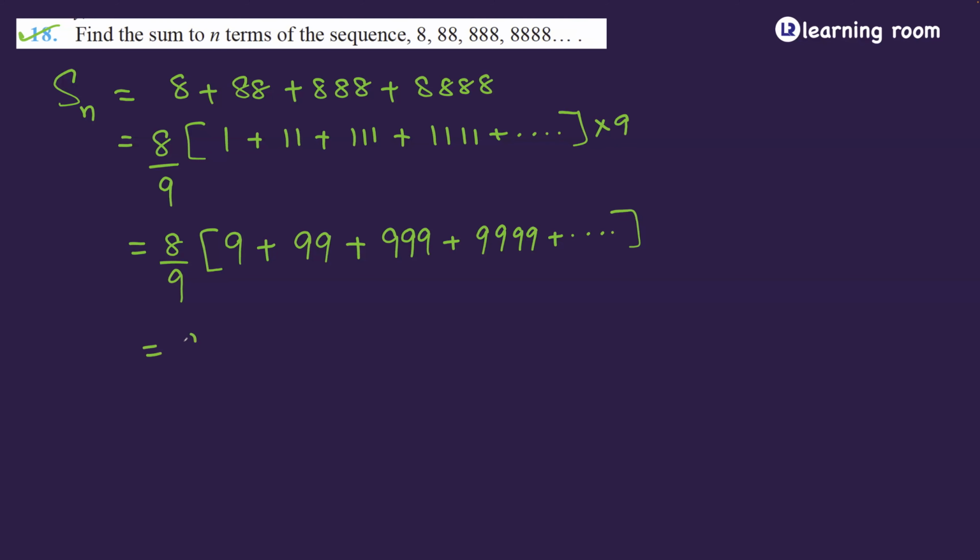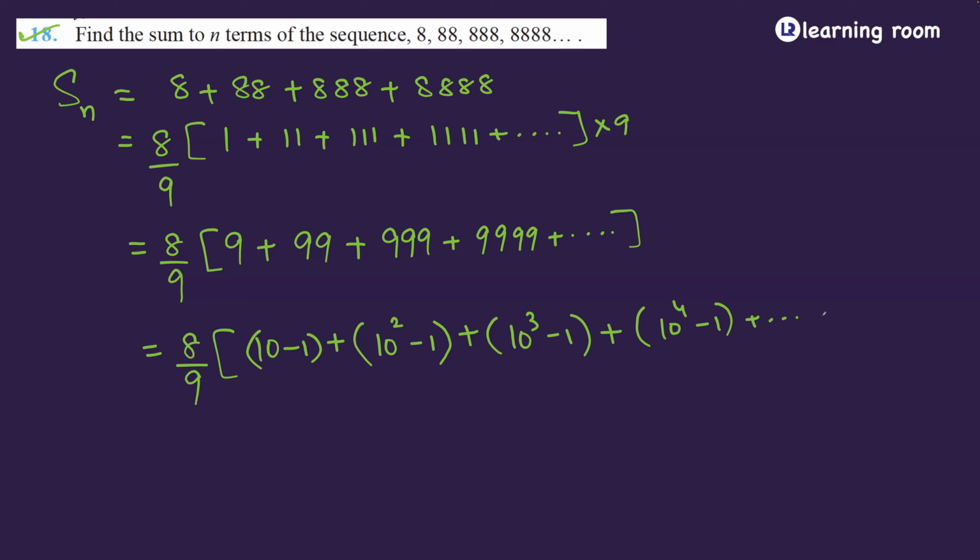Right? So when you do this, you get 8 divided by 9 into 9 written as 10 minus 1, plus 99 written as 10 square minus 1, plus 999 written as 10 cube minus 1, plus this written as 10 power 4 minus 1, plus so on till the nth term. So this will be equal to how much? 8 by 9 multiplied with 10 plus 10 square plus 10 cube plus so on till 10 power n, minus 1 added to itself n times, which is going to be n. Is there any doubt in this? So 1 is getting added to itself n times, so it will be n times 1, which is n itself. Am I clear with that?